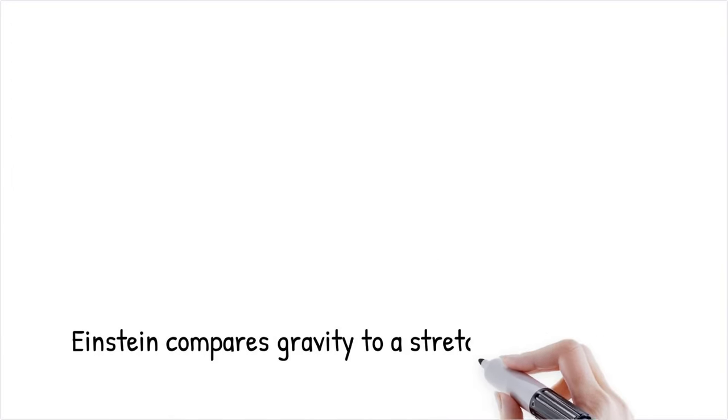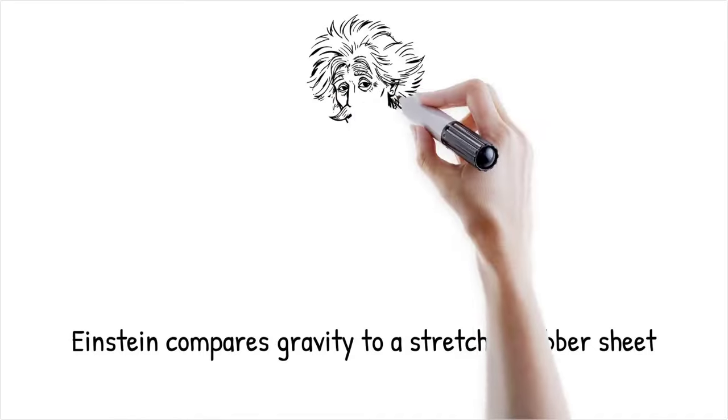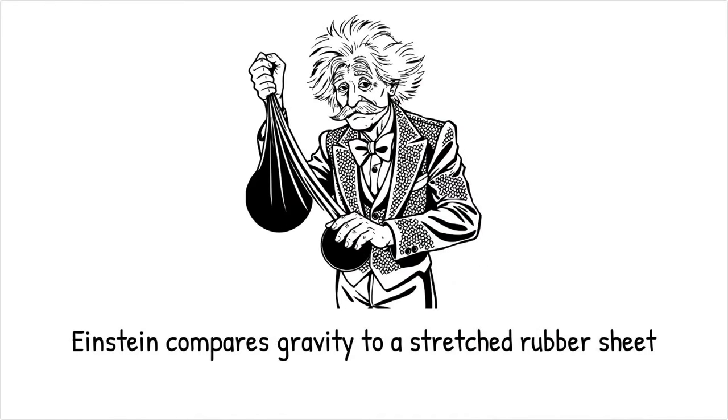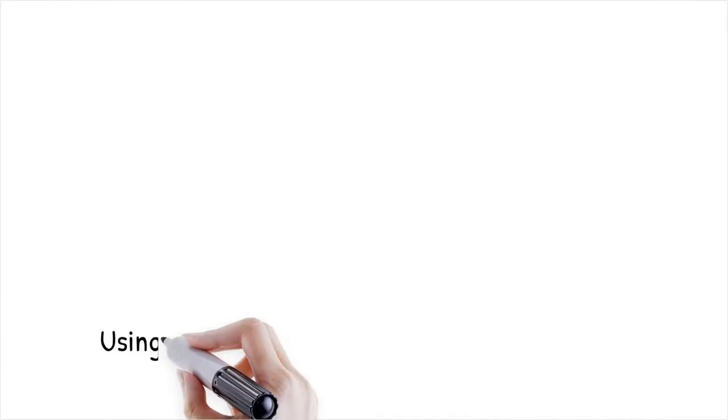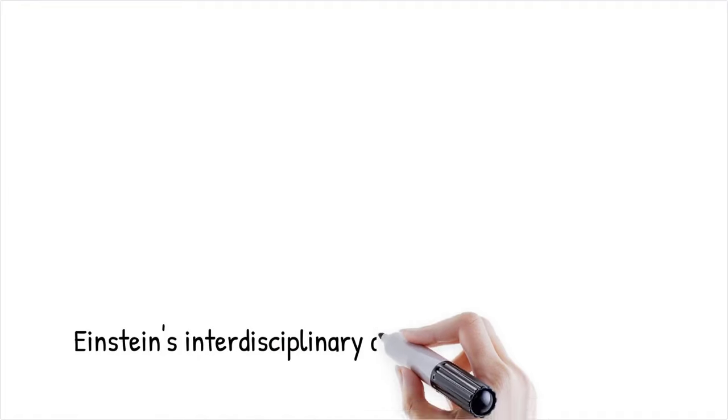For example, Einstein's comparison of gravity to the curvature of a stretched rubber sheet helped illustrate how mass can distort spacetime. It's like using a stretched fabric to explain how a heavy ball placed on it creates a dip. This visual model makes a complicated concept easier to understand.